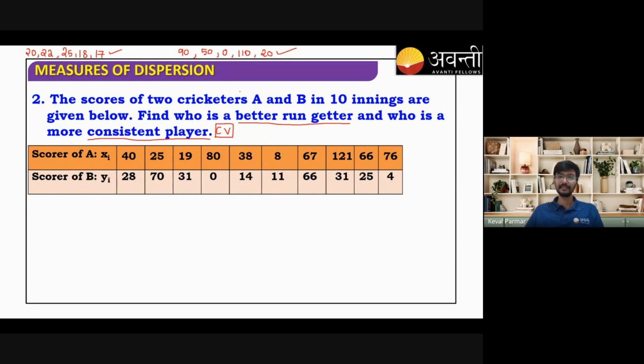So for better run getter we have to calculate the mean, and for consistent we have to calculate the coefficient of variation. Are you guys with me, everyone? Give me a thumbs up if this discussion was clear. Yes, guys. Is this clear?